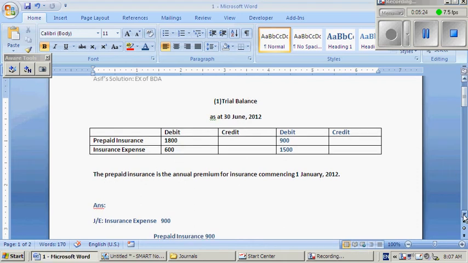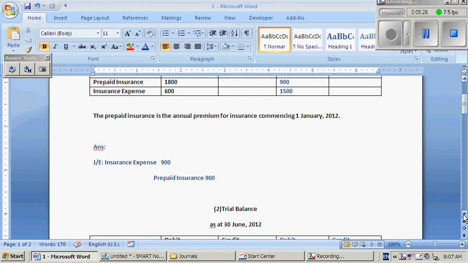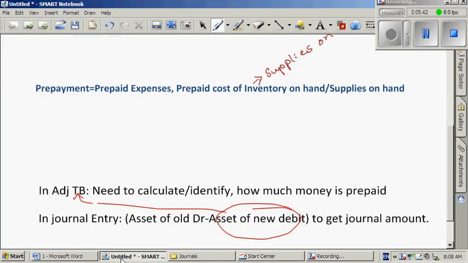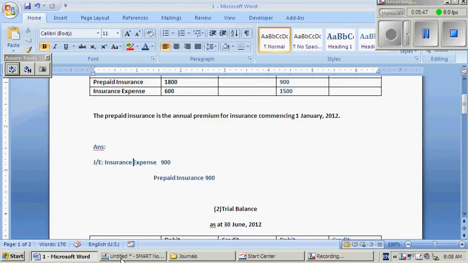So over here, most of the time, always prepaid expense and expense debit and prepaid expense credit. So how to get this money? I mean, how to get this 900? So go back to this here. So in journal entry, asset of old debit minus asset of new debit. So asset of your old debit is 1800, right? So asset of your new debit is 1900. So if you deduct 1800, if you deduct 1900 from 1800, you get 1900, right? So that's your journal amount.